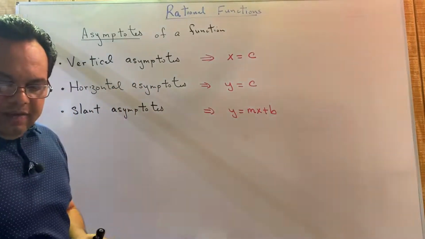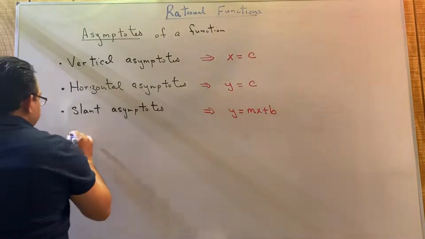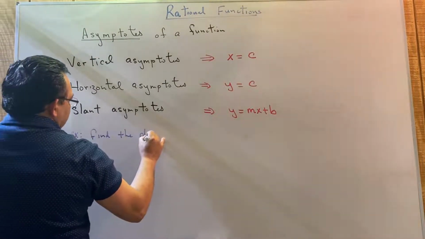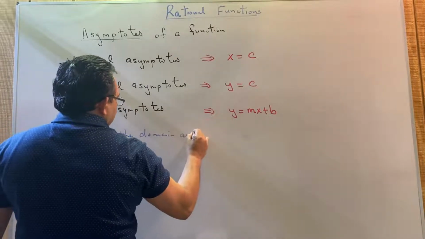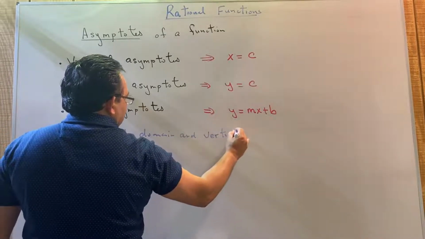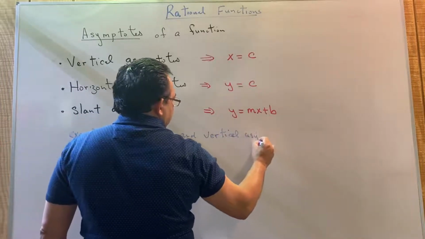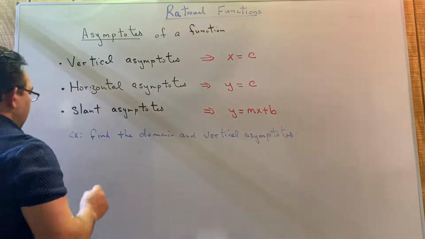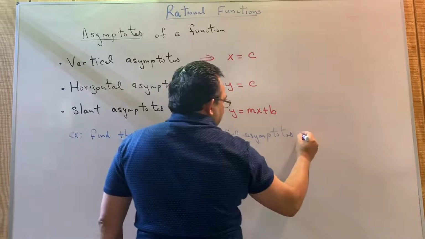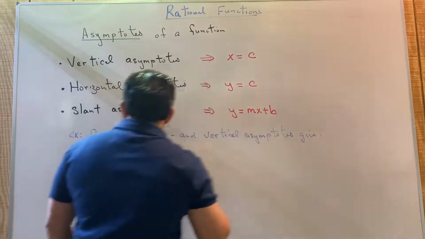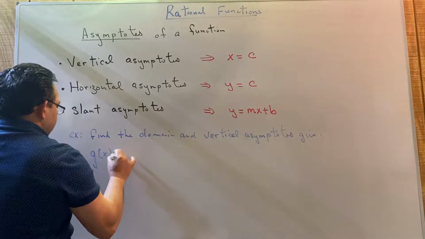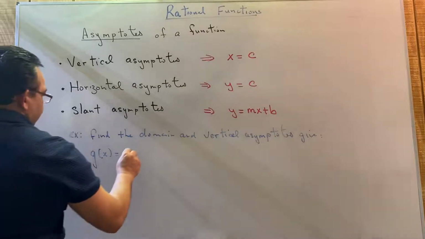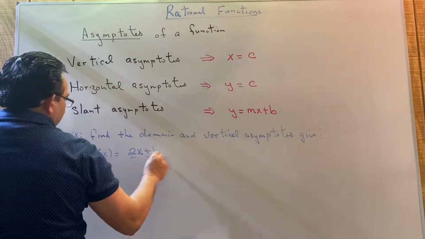So what happens if I have the function 2x plus 1 over x plus 1? Example: find the domain and vertical asymptotes of the given g of x equal to 2x plus 1 over x plus 1.